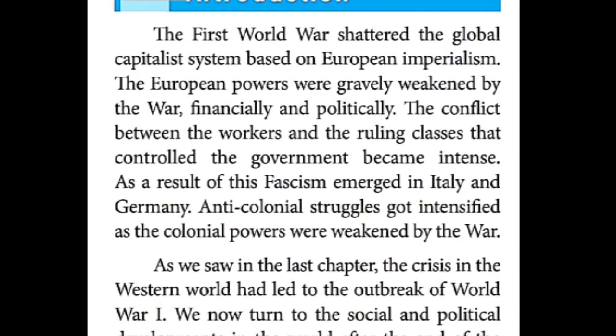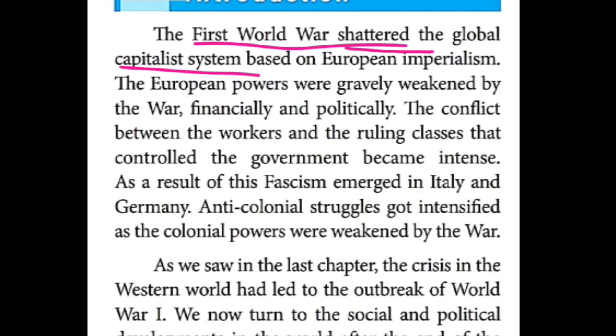Okay, so the First World War shattered. What is meant by shattered? Shattered means totally upset. The First World War shattered the global economy, the global capitalist system based on European imperialism. The First World War, which occurred from 1914 to 1918, totally upset the global capitalist system.